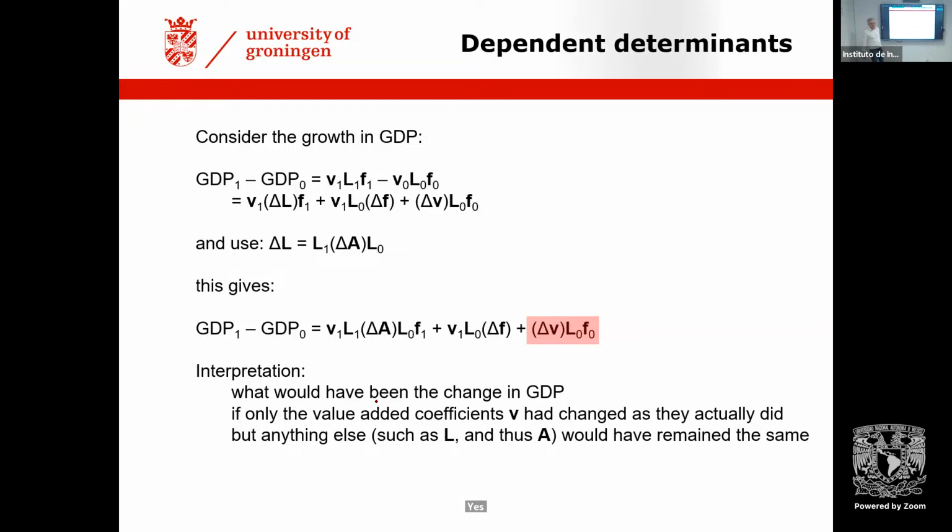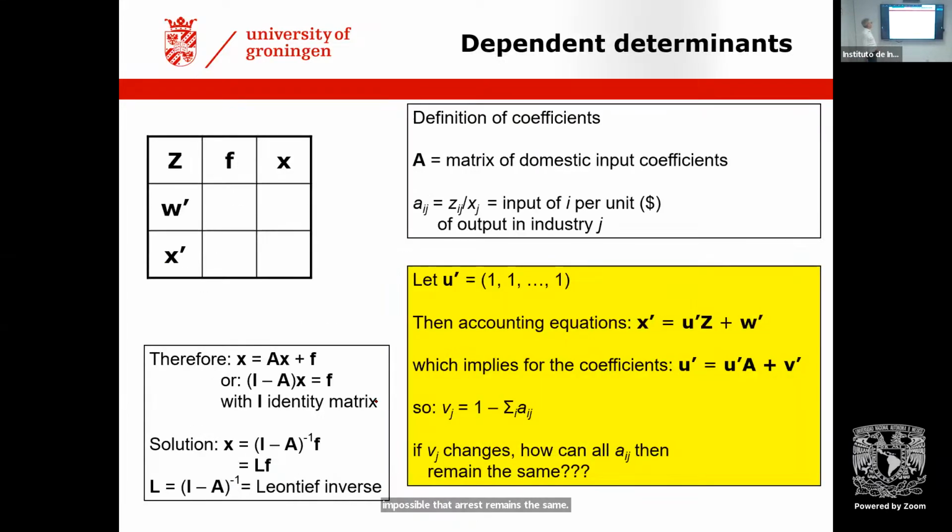In this case, if value-added coefficients change, it's impossible that the rest remains the same. Because look here, in a closed economy, and the same holds in a slightly different way when imports are included. These two together, add them up, give you the total outputs. So if you divide the Z by X, you get an A. And if you divide the W by X, you get a B, which means that A plus B must add up to 1.